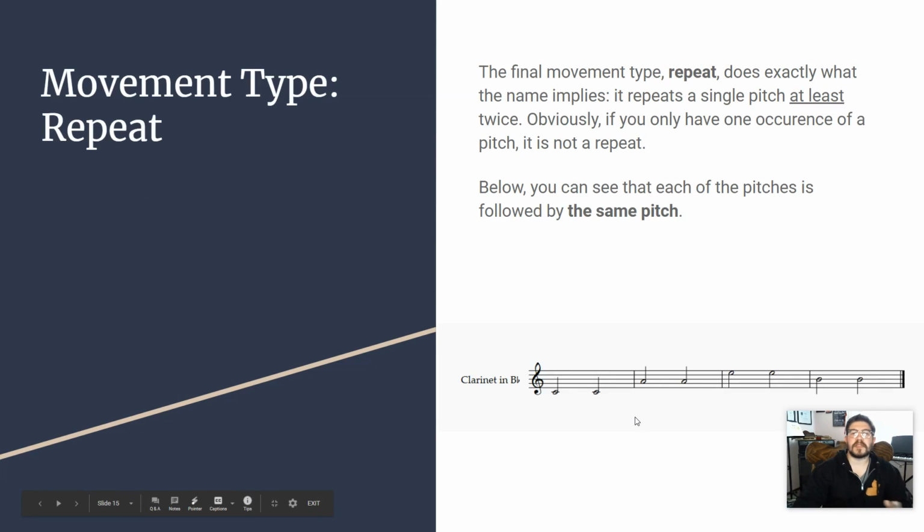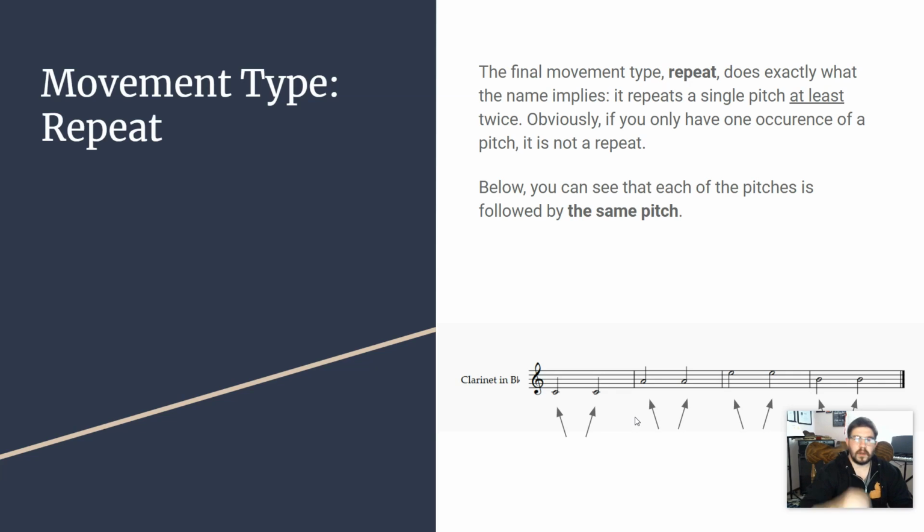So the final movement type that we have is something called the repeat. So the repeat does exactly what the name says. It repeats a single pitch at least twice. Now think about this. If you have one occurrence of a pitch, if you only hear it once, is that a repeat? It's really not, because it's only existing one time. Now, if you have several examples, several instances of that pitch, that would be a repeat because you are doing it more than once. So you have to have it occur at least 2 times to make it a repeat.